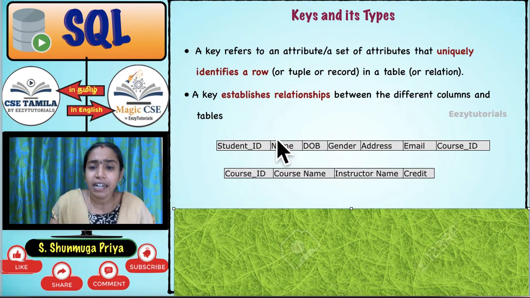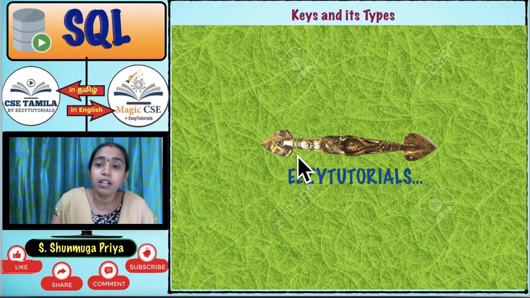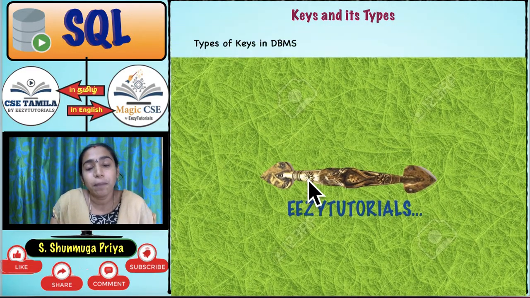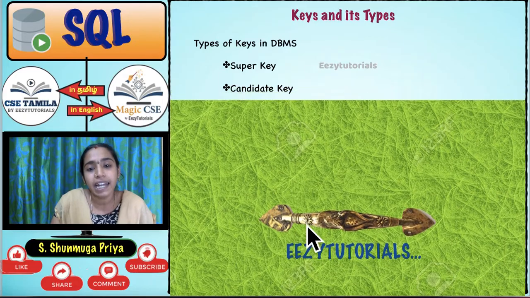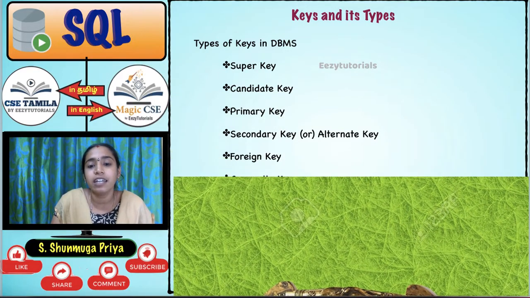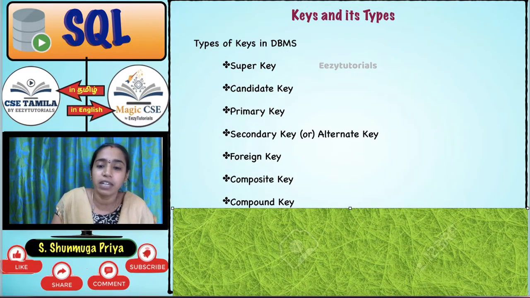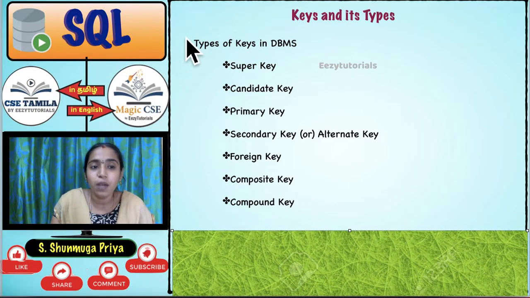And apart from this use for unique identification, you have one more use of key, that is it will establish a relationship between the tables or between attributes. While we are seeing the type like foreign key, you will be able to understand this point clearly. Now we will be moving on to what are the types of keys. There are many types of keys: super key, candidate key, primary key, secondary key, foreign key, composite key, compound key, and so on. We are going to see one by one.